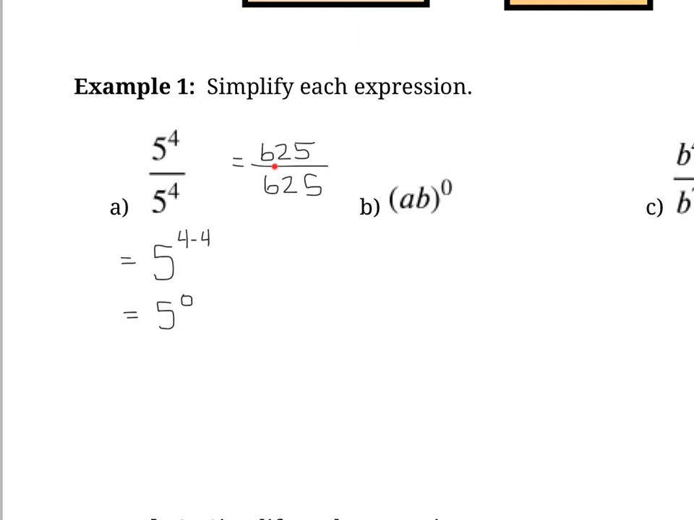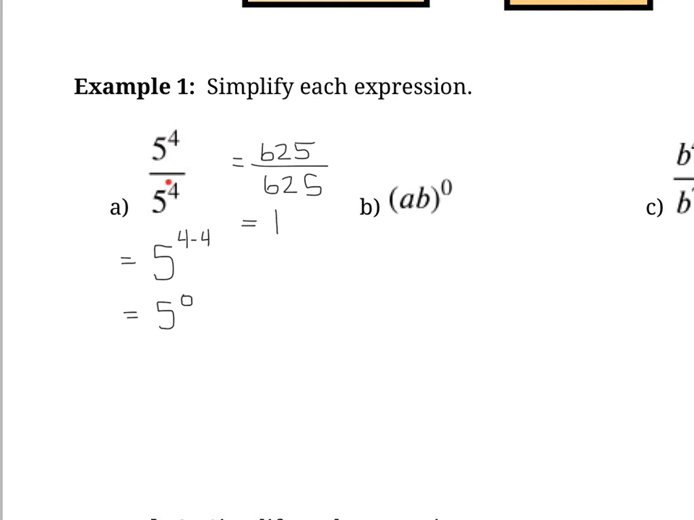So what is 625 divided by 625? If you're not sure, check your calculator, but all we're asking is how many times does 625 go into 625? And the answer is 1. Anytime you divide one number by itself, you always get 1. So if we take 5 to the power of 4 divided by 5 to the power of 4, we always get 1. So we got two different answers for the same problem.